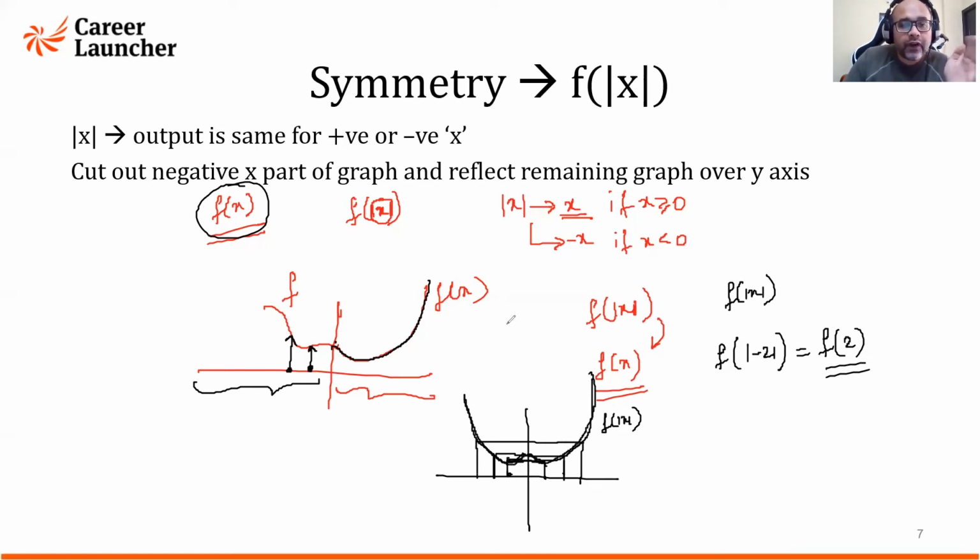So if f of x is known and you want to find f of mod x, the step to do that is you keep the right hand side as it is. Right hand side don't change, but left hand side just delete everything. From the original f of x, delete everything on the left side of your origin, and just bring it symmetrical. Whatever is on the right side, make symmetrical on the left hand side. That is how your graph will look. Once again, let's take a few examples to understand this.